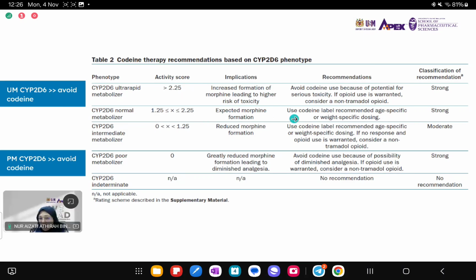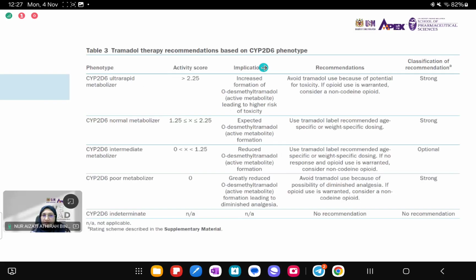Okay, and normal metabolizer as well. We need to expect morphine formation as well, higher than intermediate. So also strong recommendation to use codeine label recommended age specific or weight specific dosing. Maksudnya we have to be very careful with the dose if the patient having normal metabolizer. And if the patient having poor metabolizer, avoid codeine as well, because it will be less converted into the active form. Maksudnya the patient might not get that effect. Okay, so that's specific recommendation.